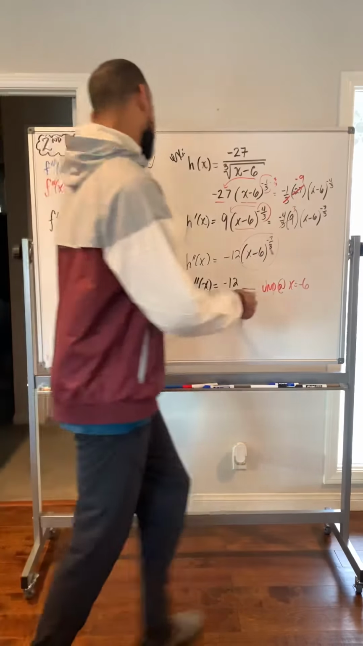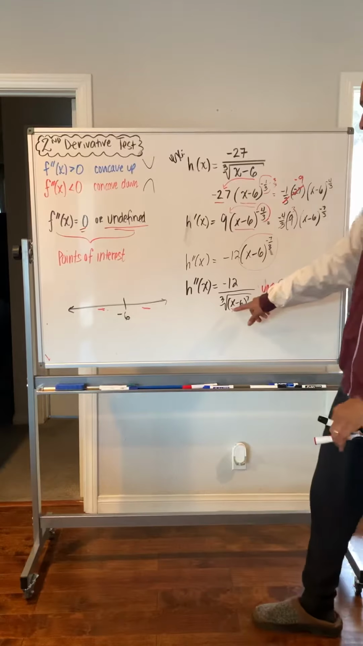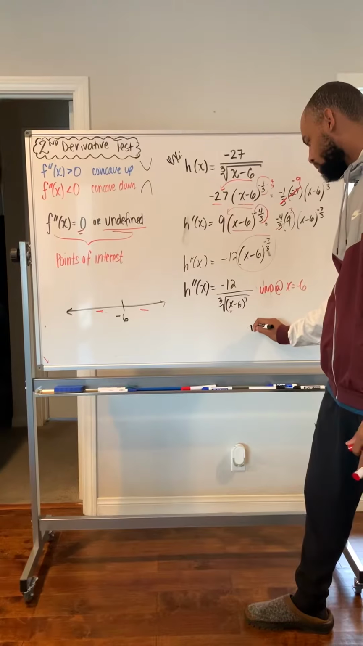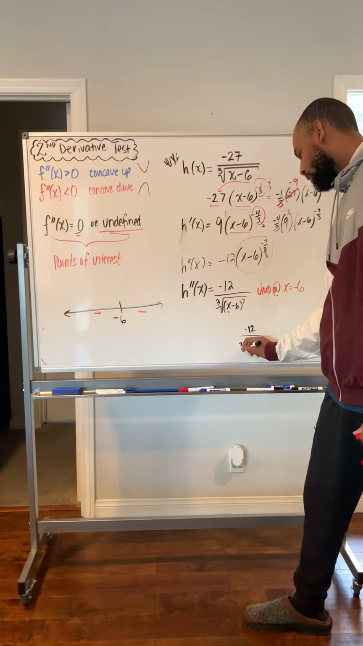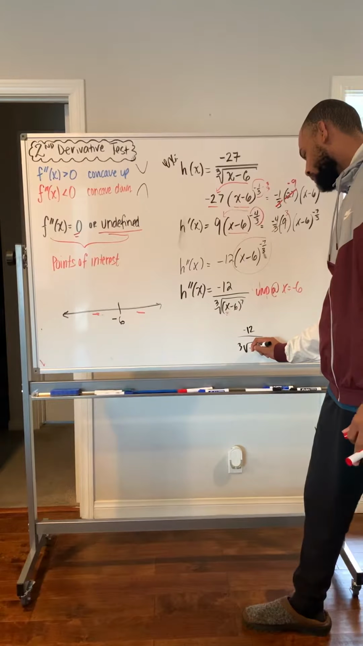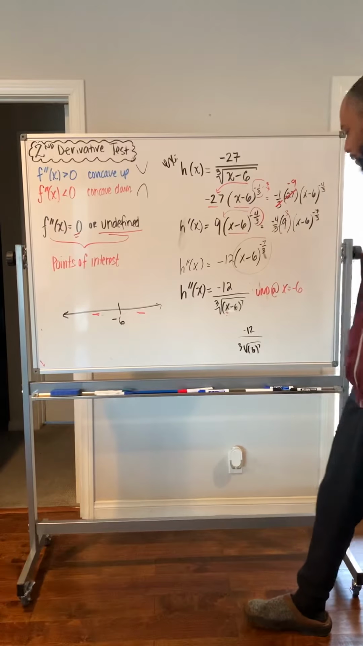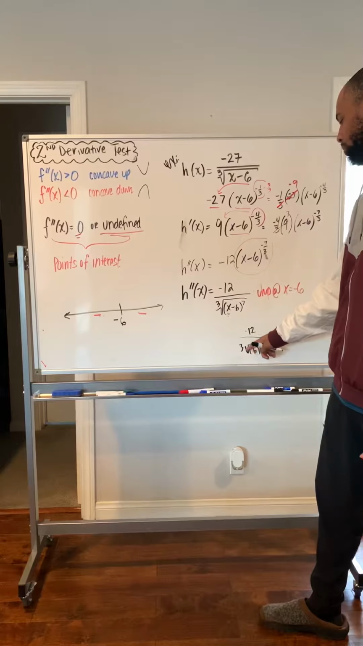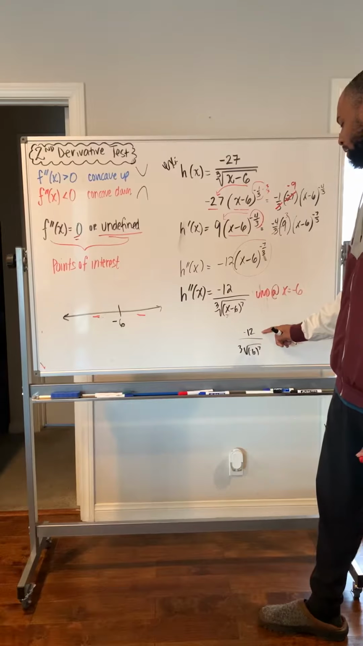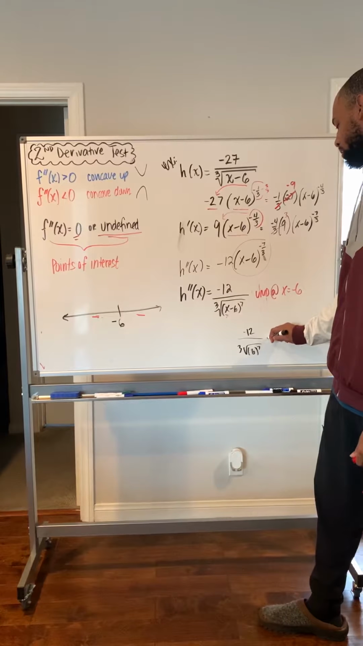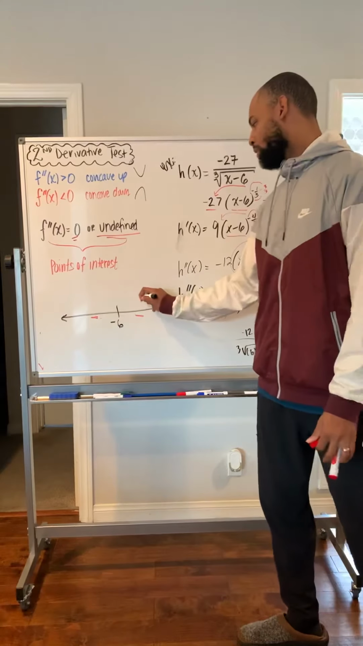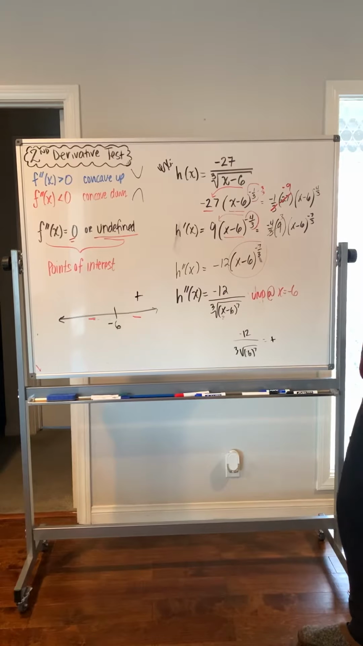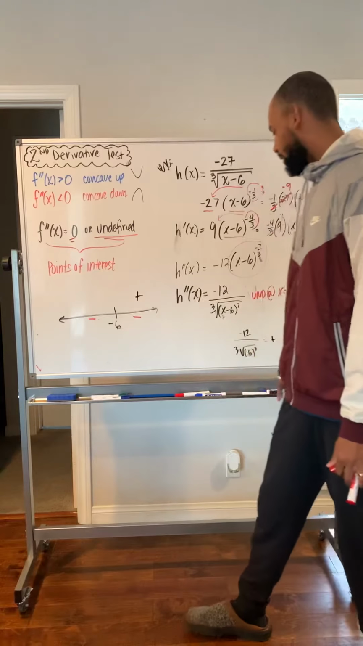So I'm going to plug 0 into here. If I plug in 0, I get negative 12 over the cube root of negative 6 to the 7th power. This is going to be negative. The cube root of a negative is negative. A negative over a negative is positive. So it's going to be positive over here. And I'm going to check the number over here, negative 7.